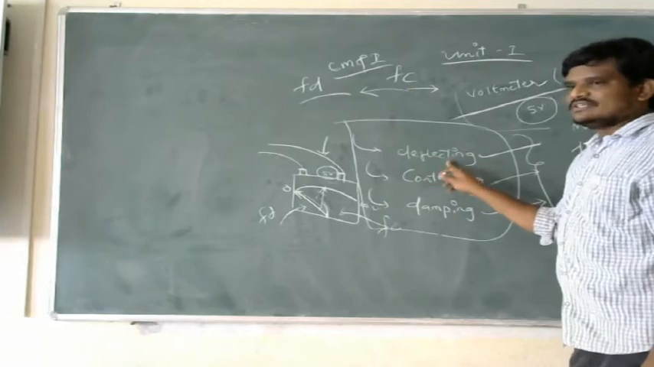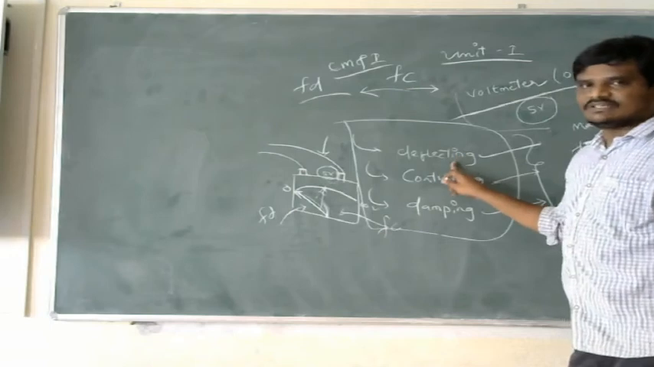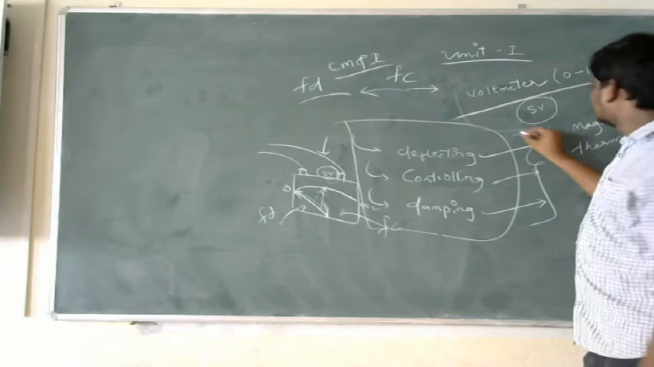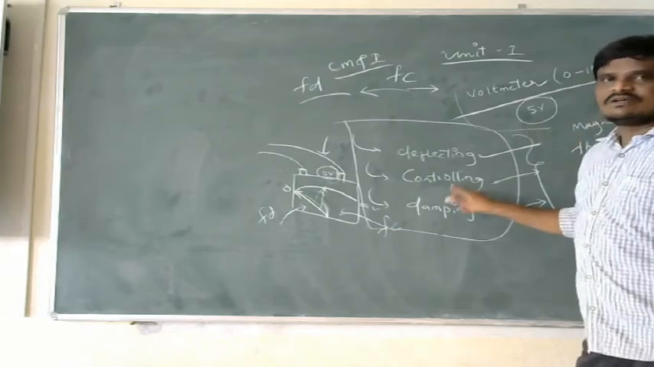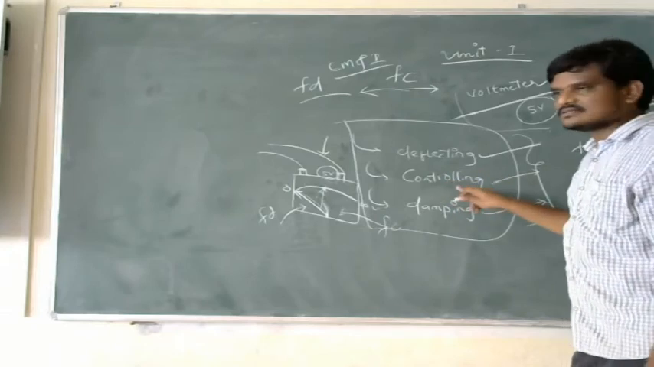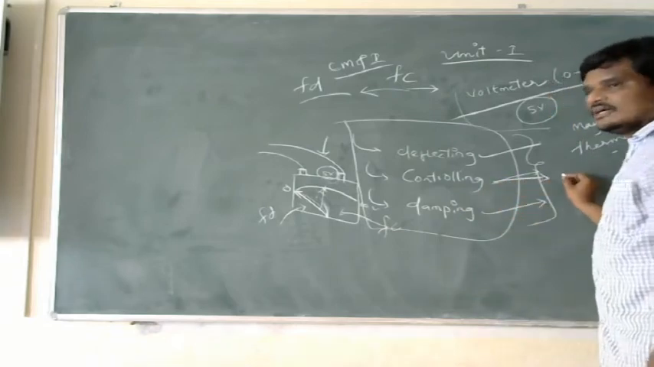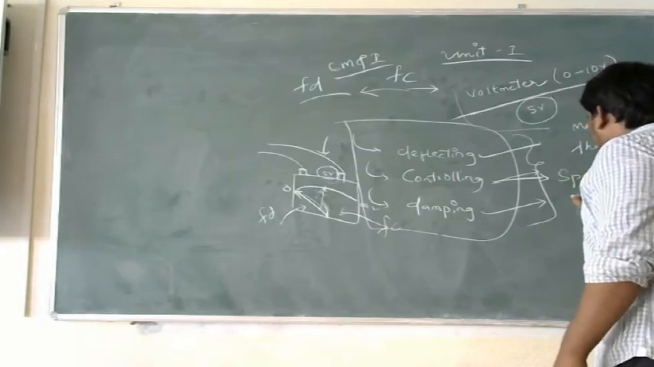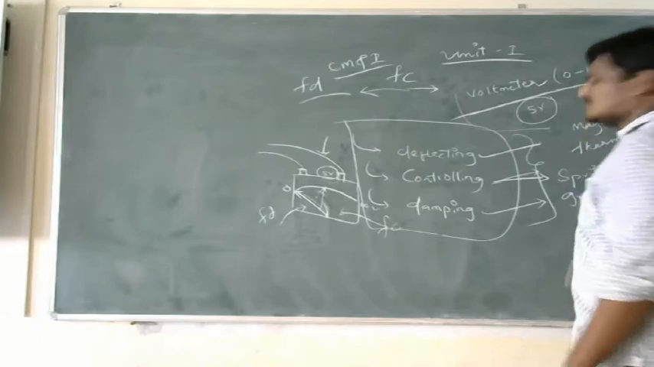The force which is required to move the pointer from its initial position is called deflection force, where the deflection force can be achieved by using magnetic effect, thermal effect, induction effect and so on. Controlling force: the force which is required to control the position of a pointer is called controlling force, and this controlling force can be achieved by using two techniques. One is the spring control method and the other is the gravity control method. So the controlling force can be achieved by using these two techniques.